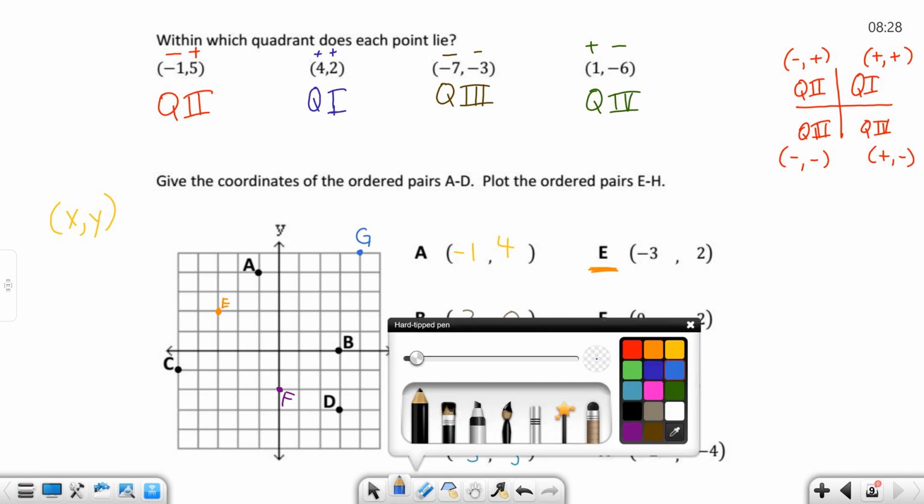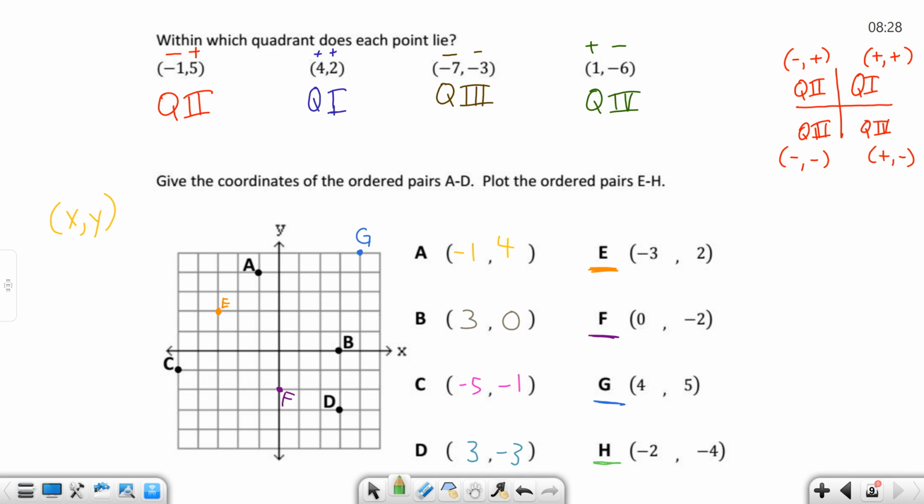And then finally the point H, -2, -4. Now, we looked at G and everybody goes, oh, G is in the first quadrant. And by the way, B and F are not in a quadrant. They're on the axis, okay? We call those intercepts. If that was on a line or a graph, B would be an x-intercept because it crosses the x-axis. If there was a line attached to that, that would be where it crossed it. F would be a y-intercept if it was on some sort of graph, okay?